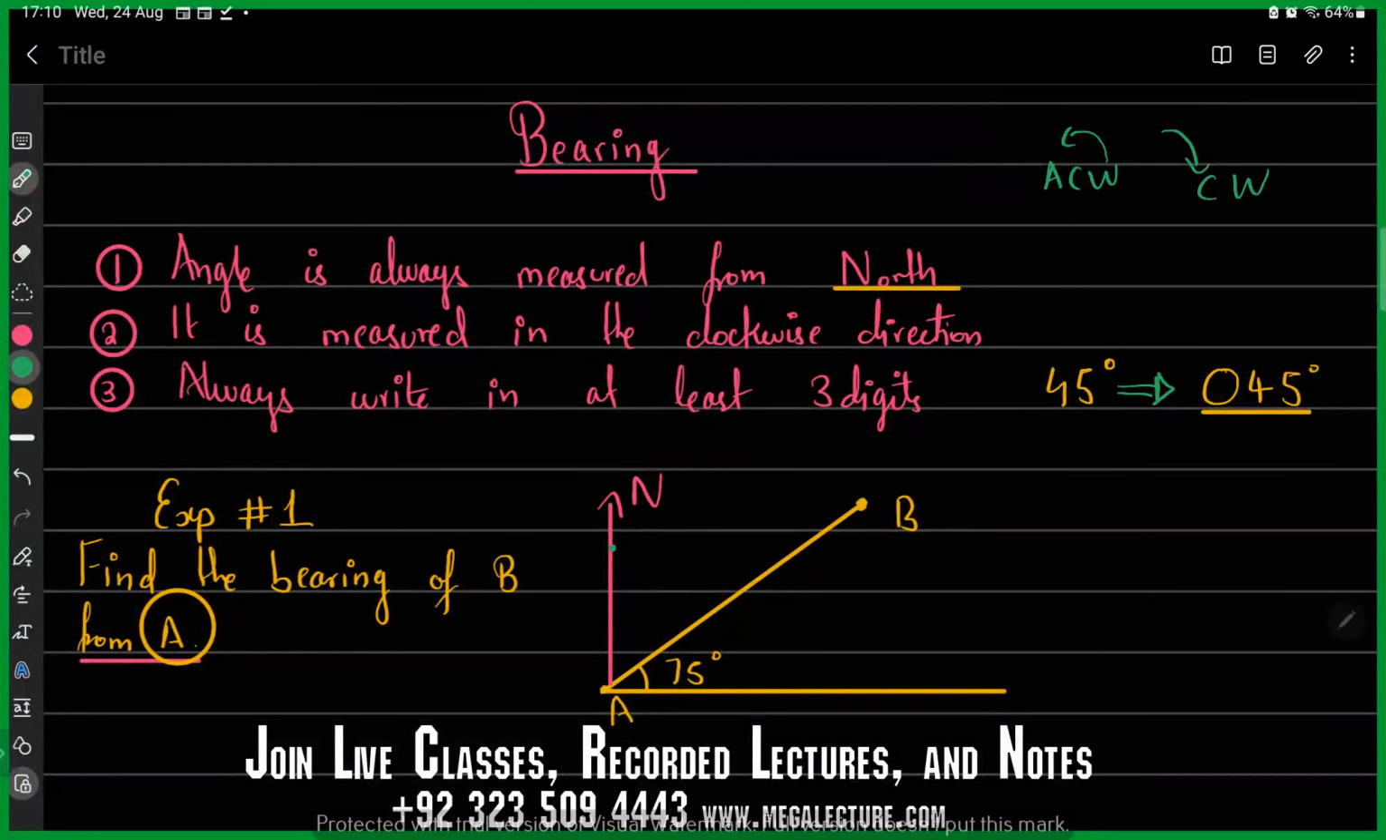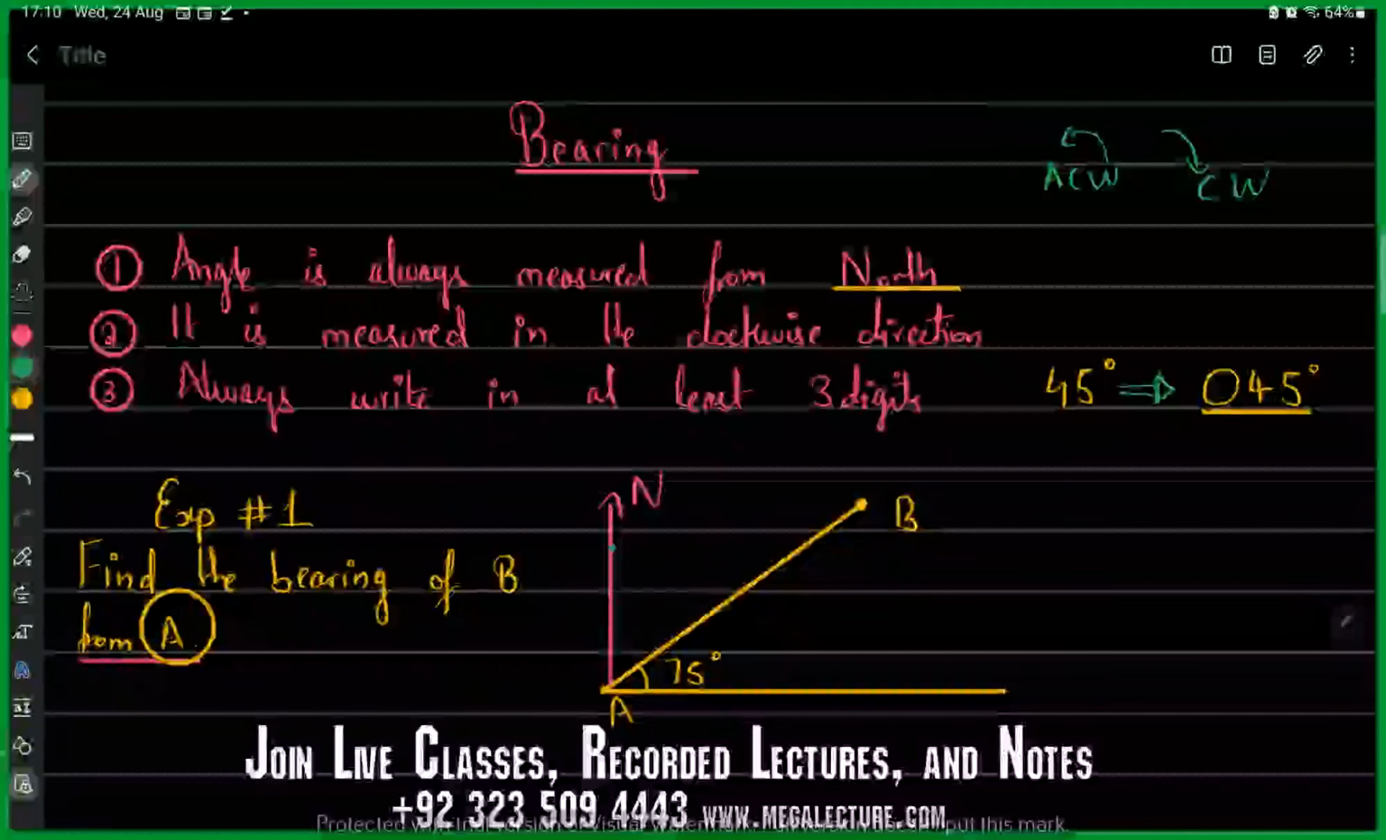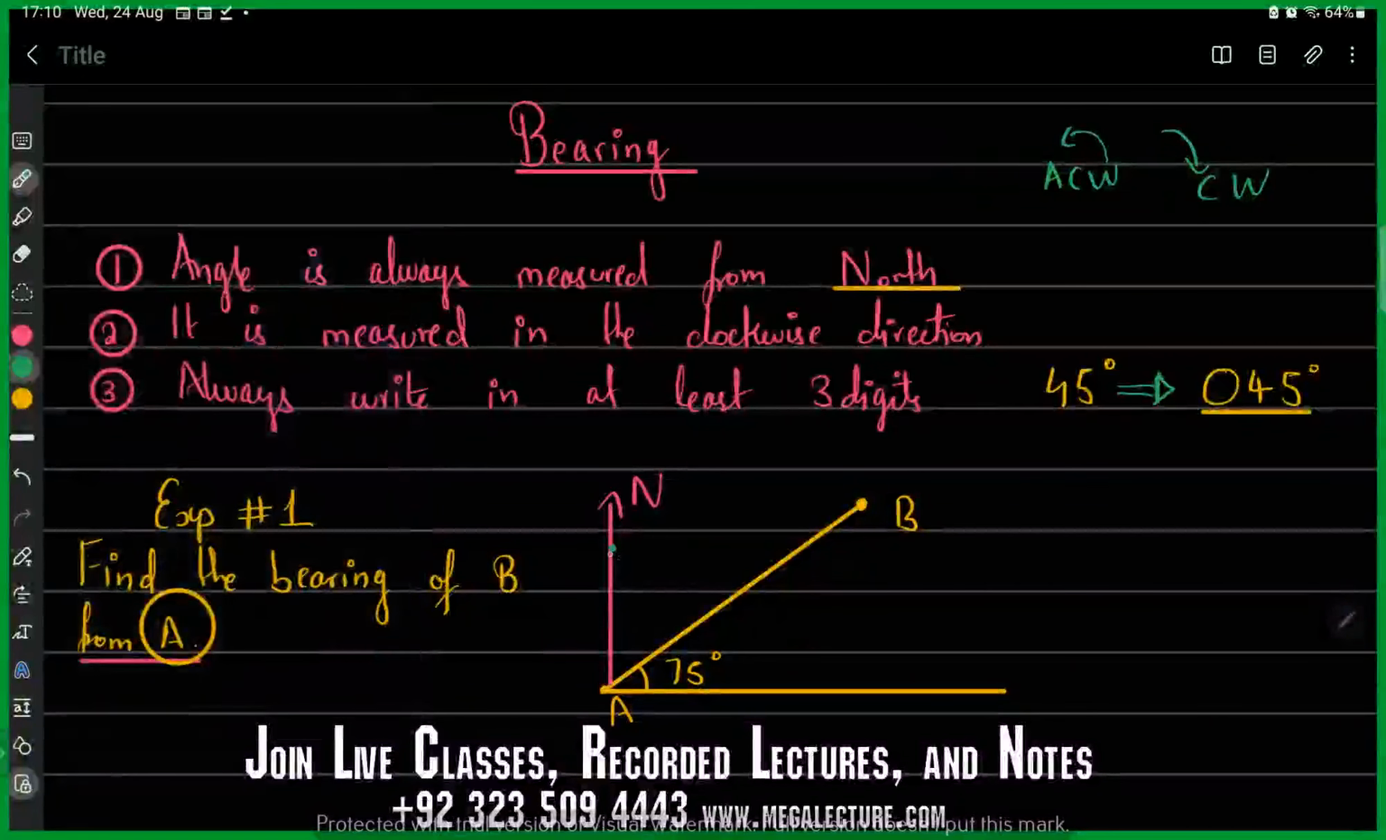Next, you need to start from north in the clockwise direction, and you need to stop at this line. So this is basically your bearing, and whatever angle you find is going to be your answer. Now I know that the angle between north and this horizontal line is 90 degrees. Very good. So 90 minus 75 would give you 15 degrees.